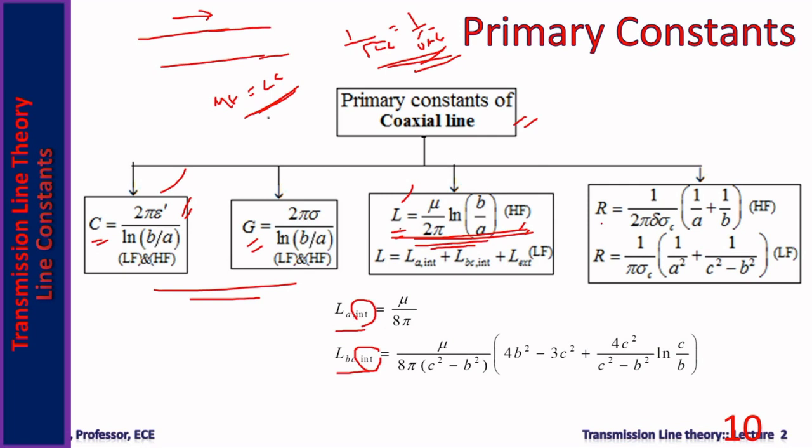Similarly, when it comes to resistance, it is 1 by 2 pi delta sigma_c times (1 by a plus 1 by b). This is at high frequencies. At low frequencies, R equals 1 by pi sigma_c times (1 by a square plus 1 by (c square minus b square)). What is delta? It is skin depth or depth of penetration. Sigma_c is the conductivity of the conductor. So this is high frequency, this is low frequency.